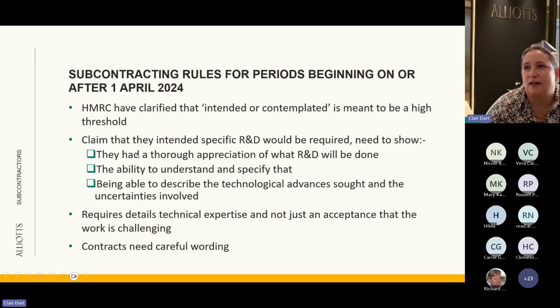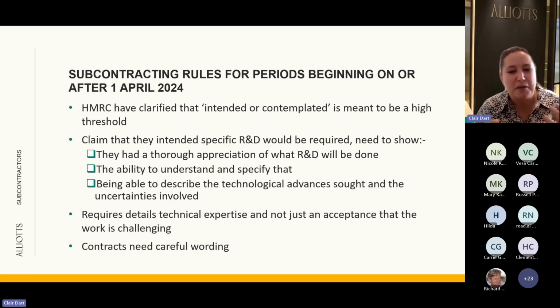So we looked at this in a bit more detail. HMRC have clarified that intended or contemplated is actually meant to be a very high threshold. They state that it's not enough for the companies to come up with the innovation, for them to think that it's a bit complex, it might be a bit challenging. That's not enough. They'd have to actually really understand what work is involved and show a certain level of technical ability and expertise, not just an understanding that it's difficult. So they'd also need somebody with the specific skills. So if, for example, I was to set up a company in the UK and then to develop an app, I know nothing about app development. I don't know anything about computer programming.